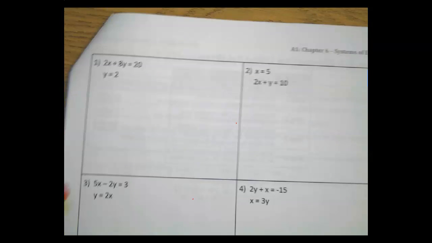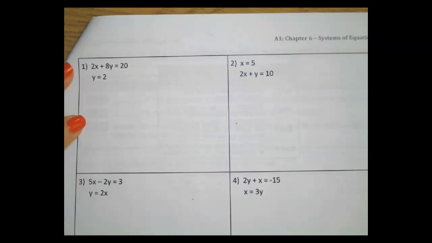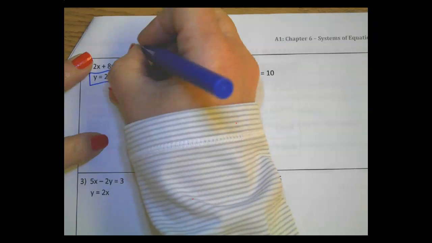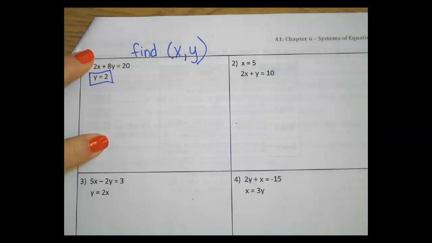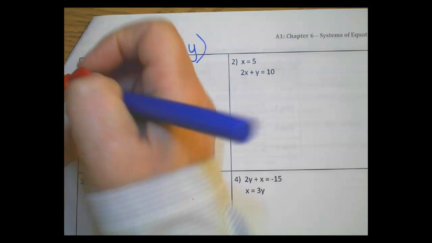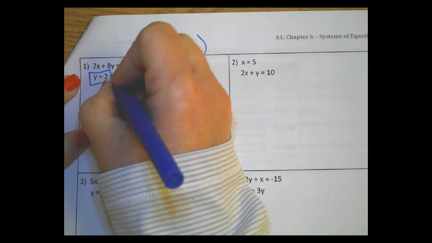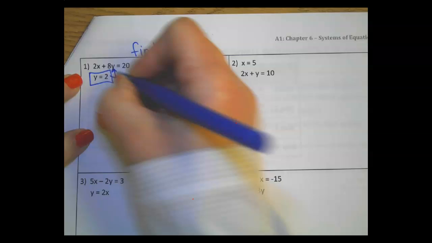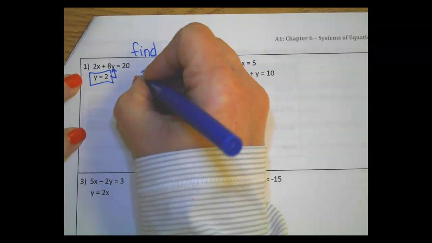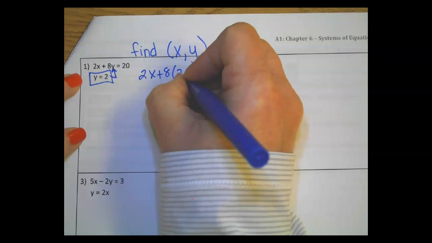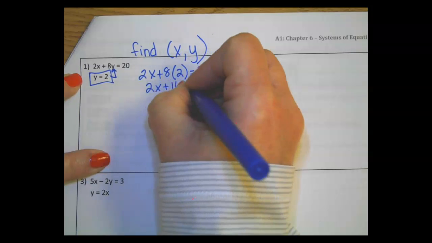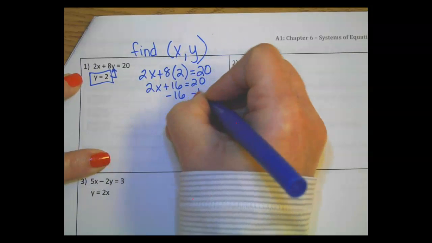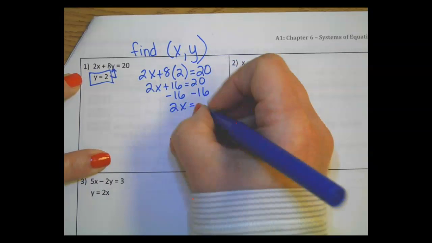So let's put this into action. When I say something looks like y equals, this is specifically what I'm saying. So you're going to find your x and y coordinate. In order to do so, I'm going to substitute this into, since this looks super simple, right here where that y is, and solve. So I'm going to say 2x plus 8 times 2 is equal to 20. And then solve that. 2x plus 16 equals 20. Minus 16 to both sides. 2x equals 4.